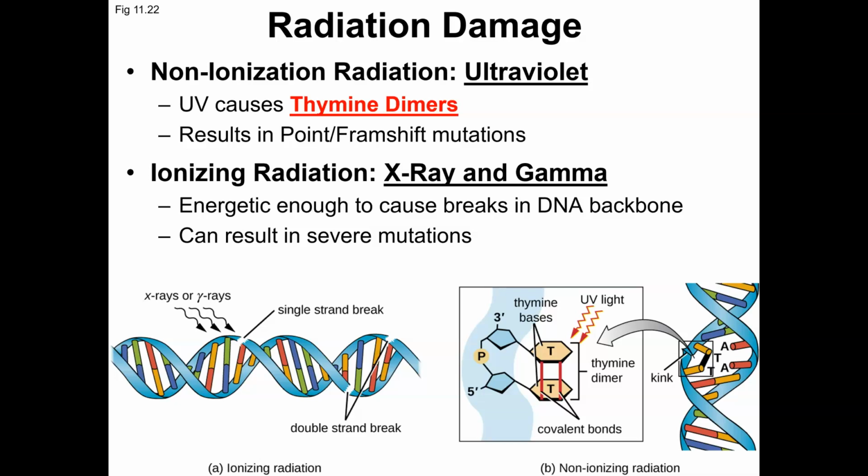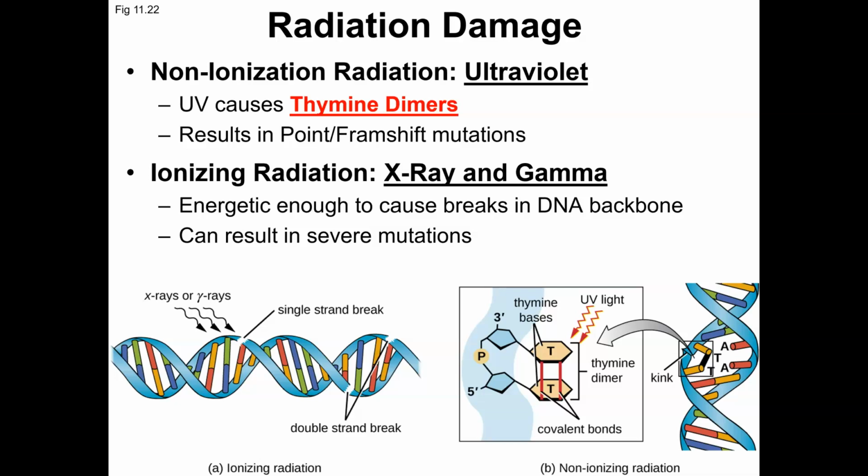A, C, G, T, T, A, G. Made up sequence. I've got to make sure I have adjacent thymines. T, G, C, A, T, C. All right, so this is what happens.